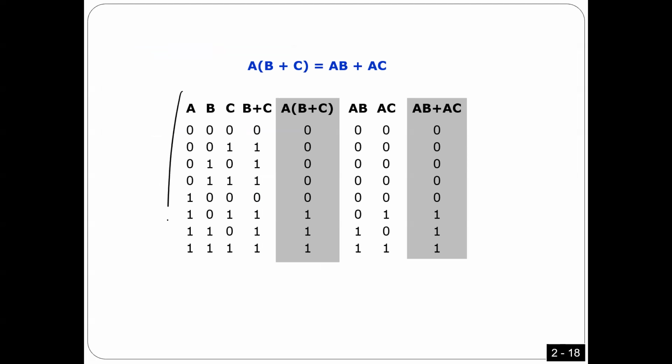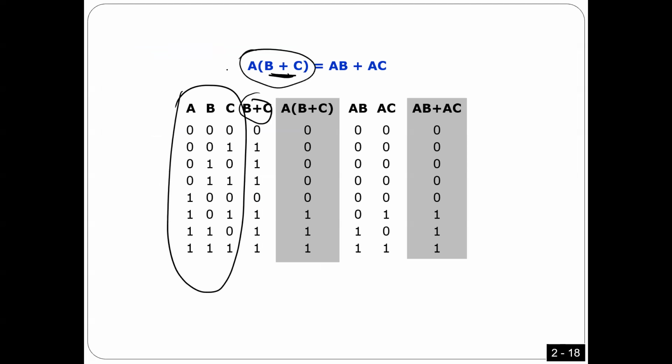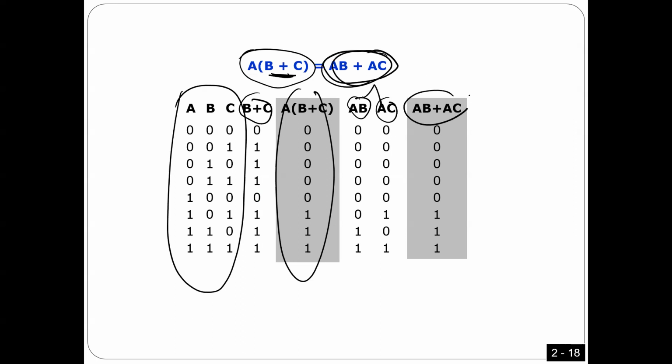Now I want to prove this one is working. Similar to what I explained, I have 8 possible cases for A, B, C, and then I'm going to calculate this column, B or C, just to help me calculate this part here. Also, I'm going to calculate AB and AC just to help me calculate this part here. Then I'm going to compare these two columns together. They are identical. Because they are identical, this is a proof that this formula is correct. Any questions?